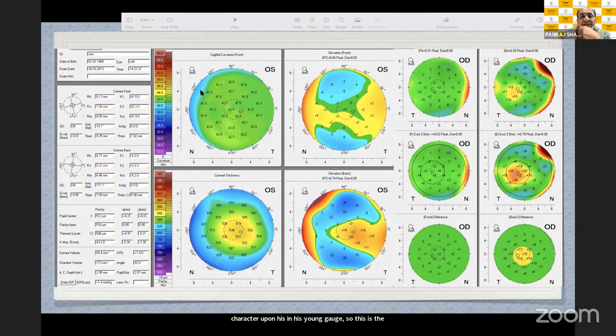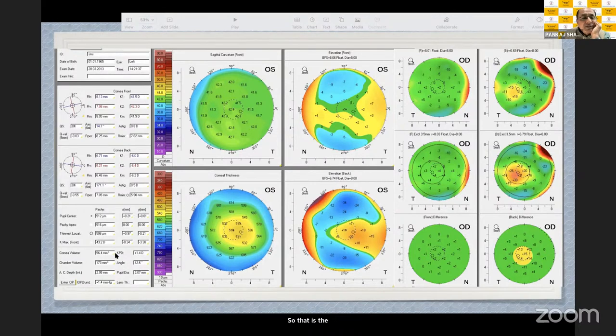If we had done topography, the placido disc would have shown this. If we had measured the central thickness with an ultrasonic pachymeter, we would have got 520, okay. And LASIK would have been done, and then he would have had a keratoconus. So that is the importance.